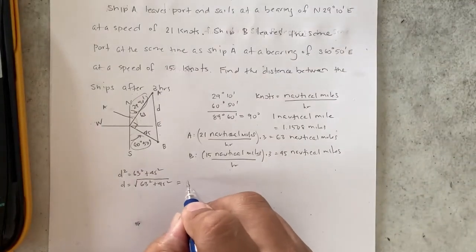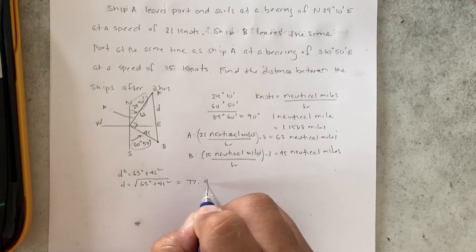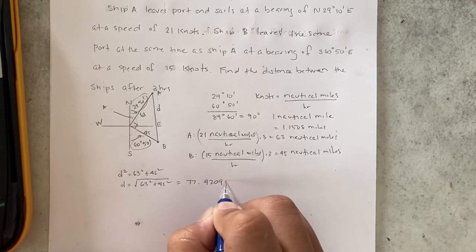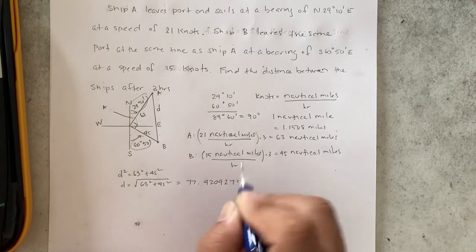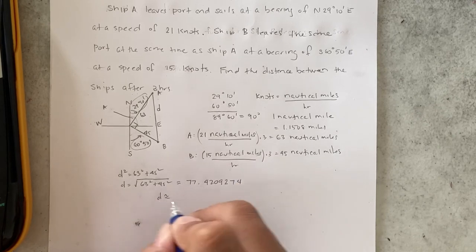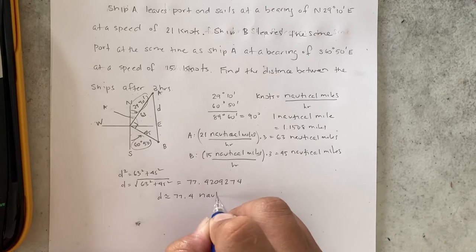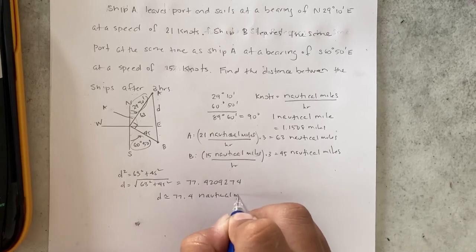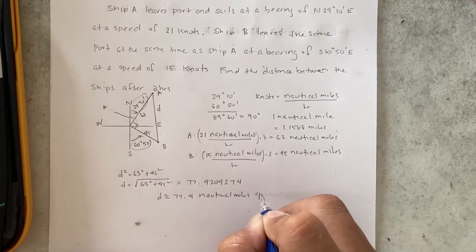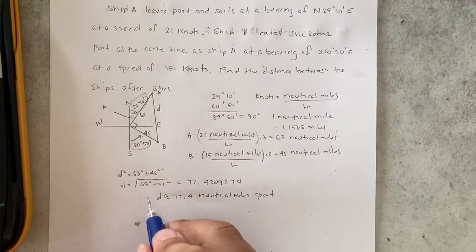And it turns out that the distance here is going to be 77.4209274. Or I'm going to say, to the nearest tenth, 77.4 nautical miles apart. There you have it.